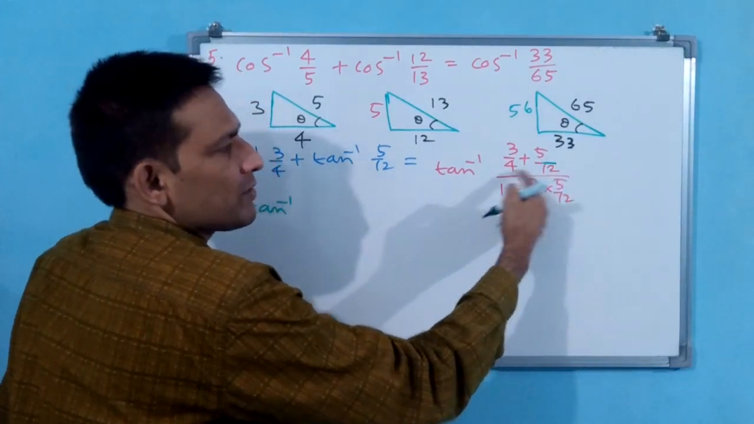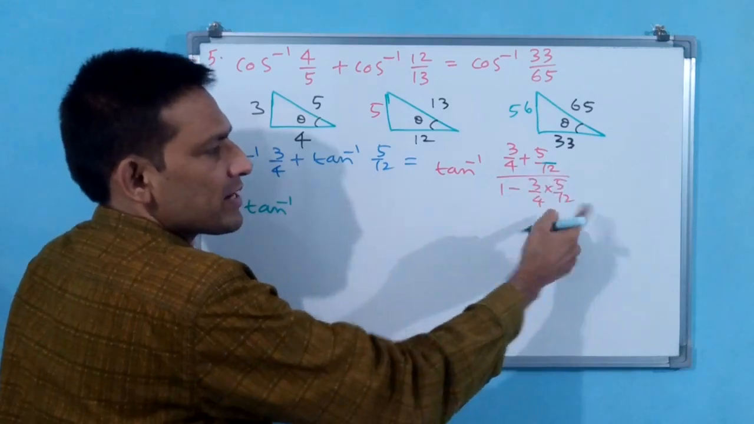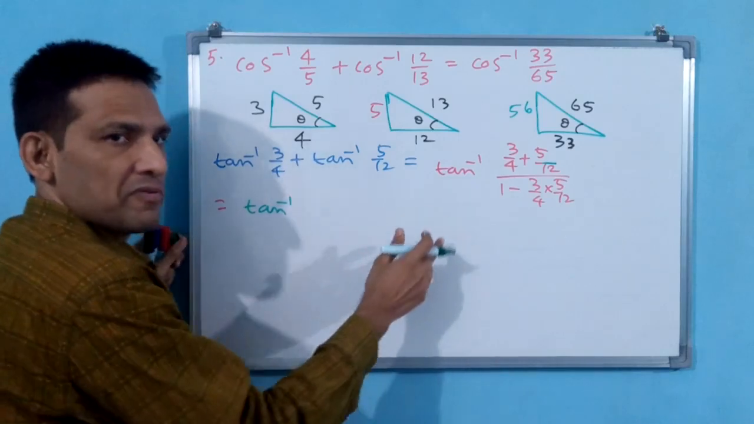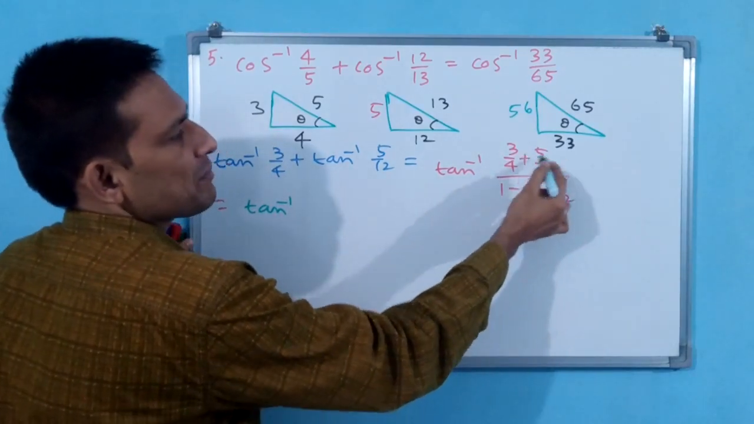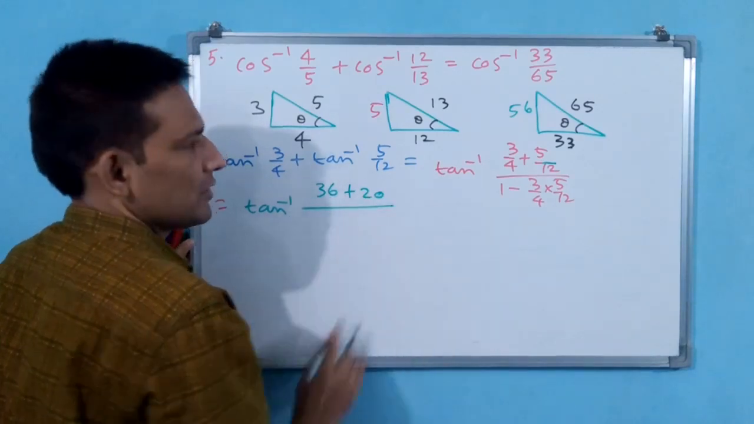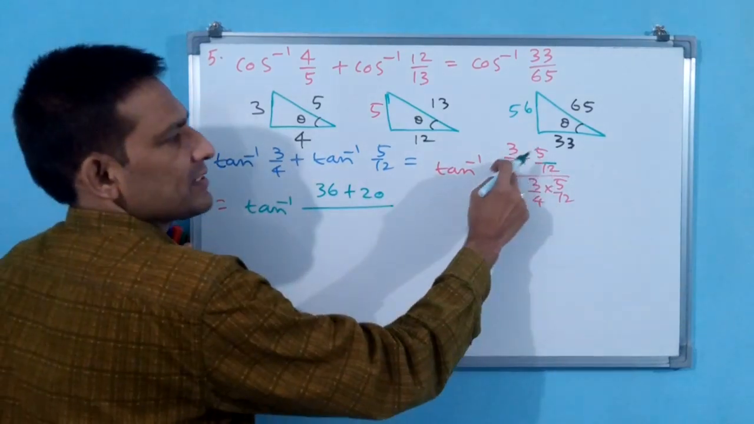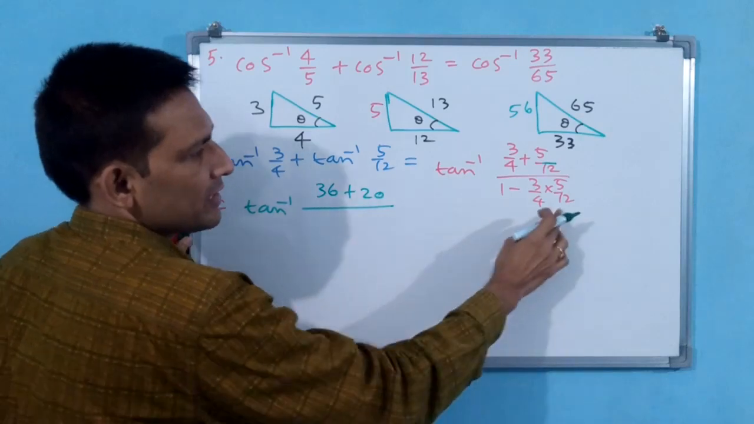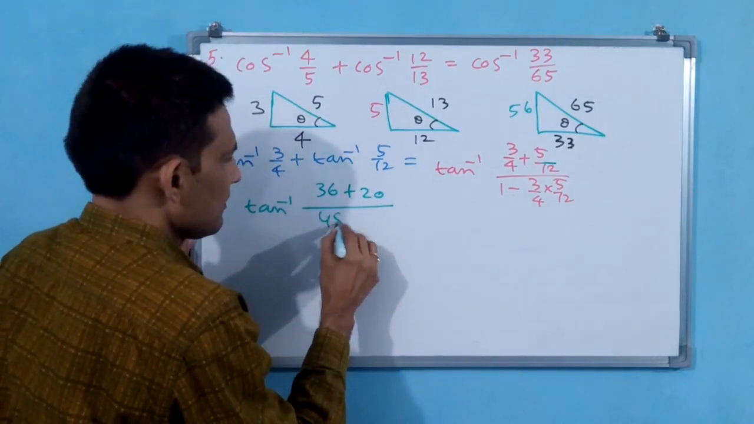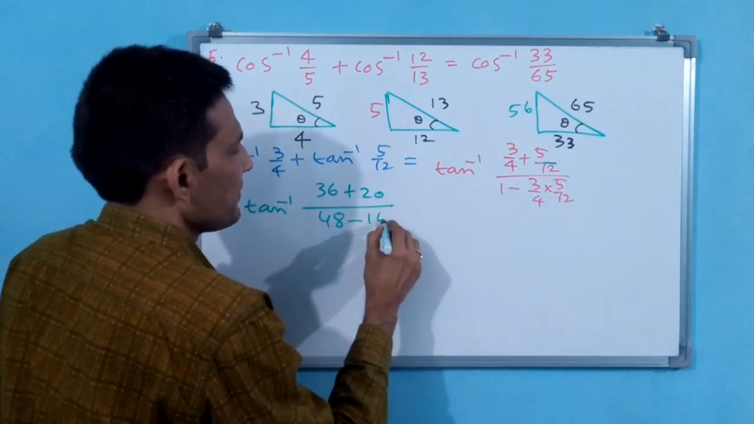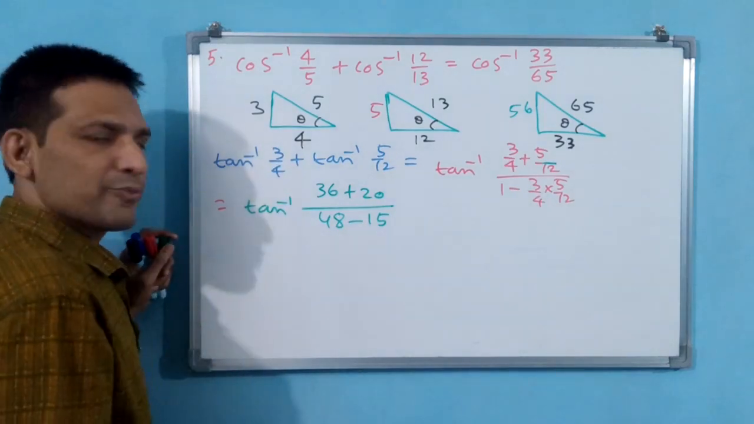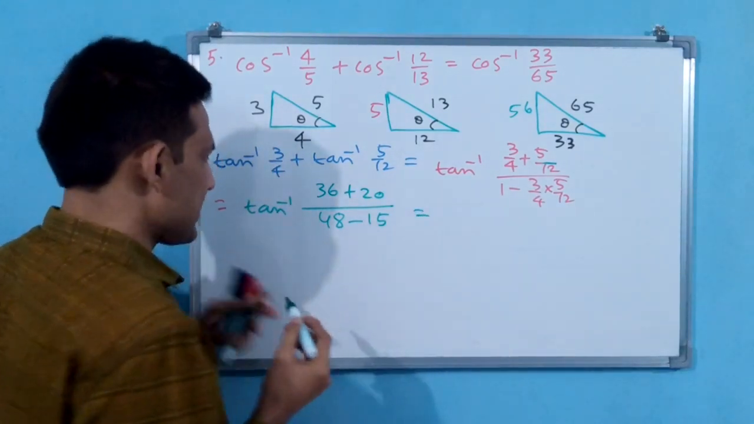See, here the denominator 48, we are not going to write, anyway that is going to get cancelled. Numerators only we will write: 36 plus 20. 12 into 3 is 36, 4 into 5 is 20. Here also you see 48 is there, but into 1: 48 minus 3 into 5, 15. Down 48 we are not writing. Why? Because on top also we have not written it. Numerator also we have not written, denominator also we don't write.